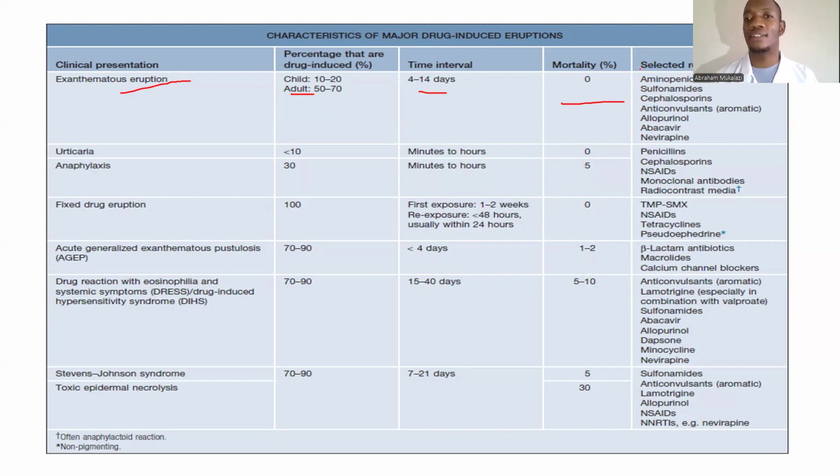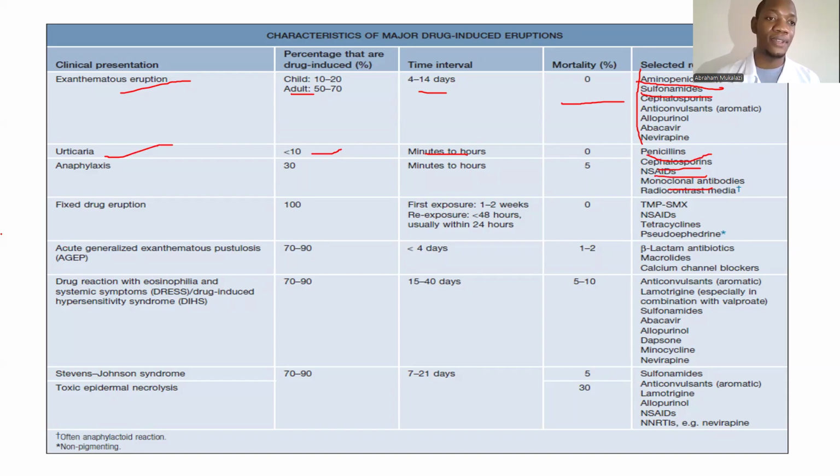And then we have these drugs trying to trigger the reaction. I think the common ones in our setting are the aminopenicillins and the sulfonamides, giving you these exanthematous drug reactions. We can have urticaria drug reactions, and most of them, less than 10%, are induced by drugs, and they take about minutes to hours to occur. You give the drug, then the patient develops this reaction. Most of them can be induced by penicillin, the cyclosporins, the NSAIDs, and monoclonal antibodies.